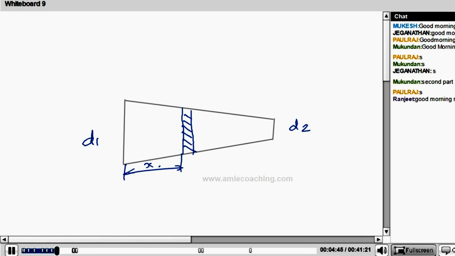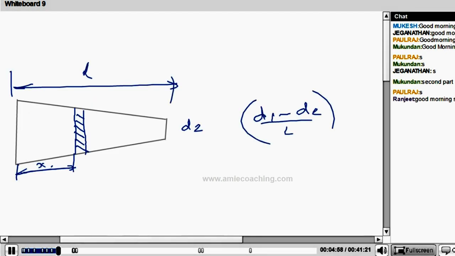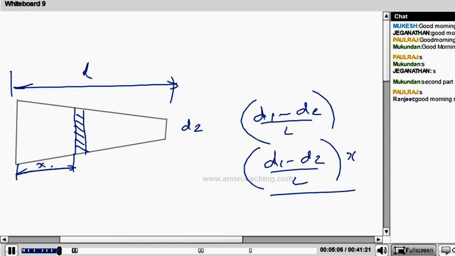Then what will be the slope here? Say this much is of length L. Then the slope will be what? D1 minus D2 divided by L. Then for this small distance x, what will be that? D1 minus D2 divided by L into x. Am I right? This much will be the slope there. Then what will be the diameter of this section? How can I find out? Say D1 minus this much, isn't it?